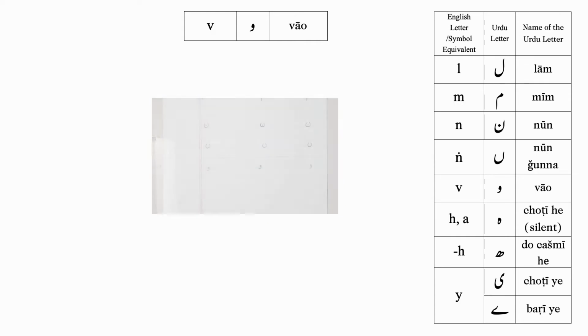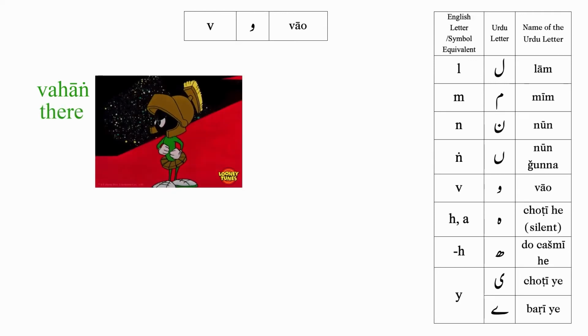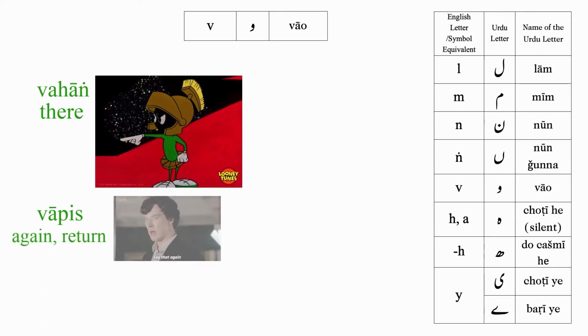Our first letter with vowel is vahan. Vahan. It means there. And can you guess the letter that it ends with? Vahan. It ends in nun gunna, that nasal N sound. Next word, vapis. Vapis, meaning again.